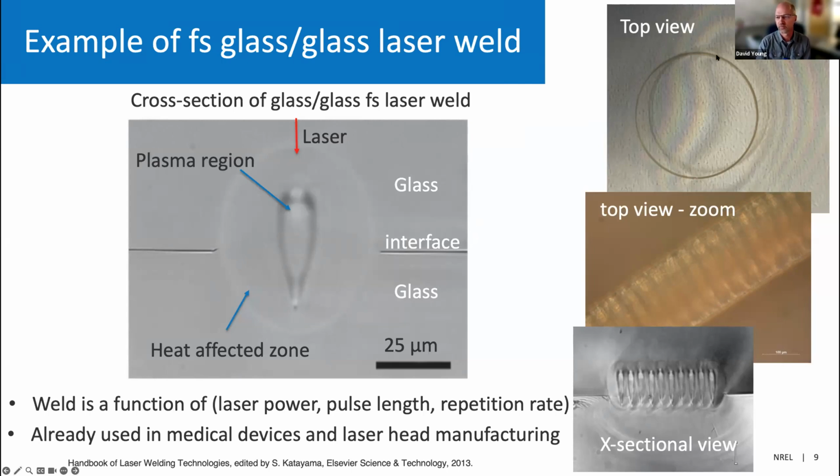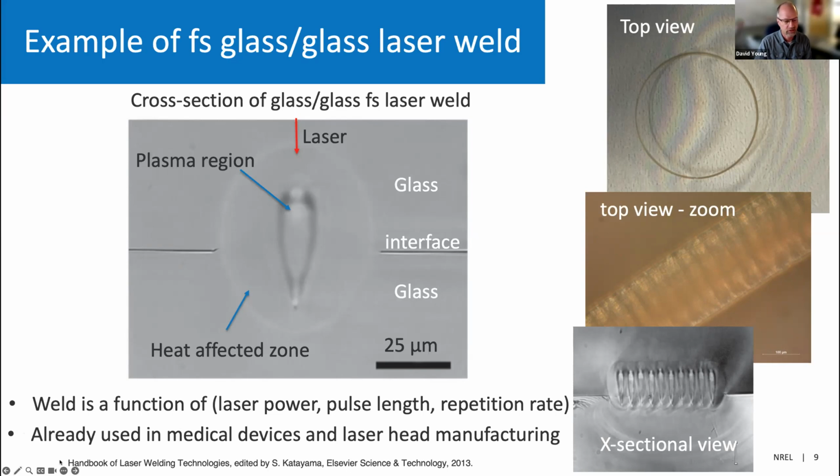And here are some examples that we took off to the right, the top view looking down, and then you can see a close-up of that circle. And then this is a cross-sectional view. This was not our work, this was from the literature, but you can see if you stack several of these together, you can overlap them and create a very strong weld, really as big as you like. So the weld is a function of the laser power, the pulse length, and the repetition rate.